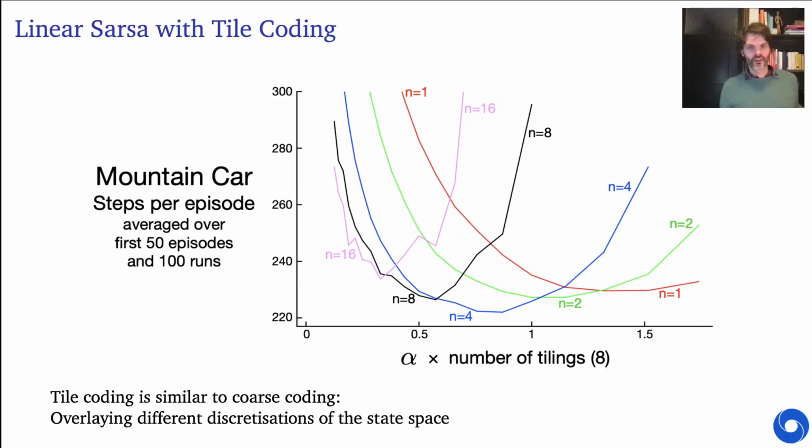They're either 1 or 0 because you're either in a tile or you're not. So the number of features that are equal to 1 in your feature representation is equal to the number of tilings. And then it turns out it's convenient to basically pick your step size in such a way that takes it into account, because the magnitude in some sense of your feature vector now depends on the number of tilings.